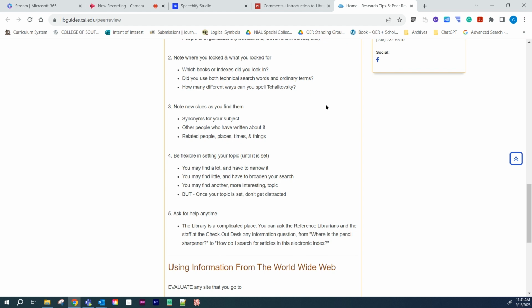Tchaikovsky, there are versions of his name where there's dashes between the Chai and the Kovsky. There's versions that use an I instead of a Y or a W instead of a V. Many different ways you can spell his name. There's even a version that has an S instead of the CH. Again, track new synonyms or new topics that are related to your subjects, other resources, related things.